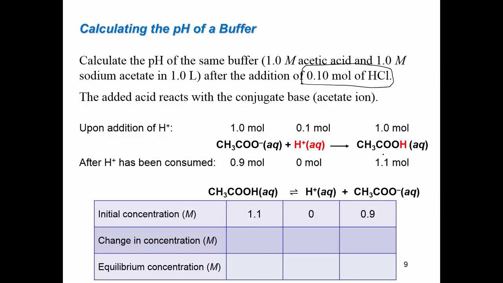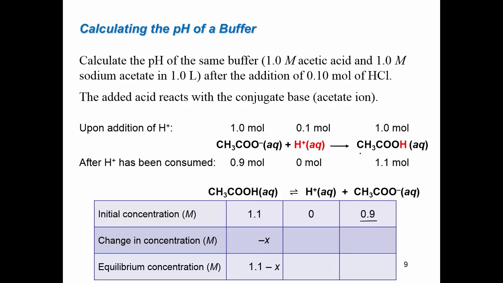So this is where students get a little fuzzy. So make sure that you understand conceptually what's going on here. We start with 1.0 moles of our weak acid. We also started with 1.0 moles of our acetate. By adding the strong acid, we remove some of our acetate, so now we're at 0.9, but we have increased the weak acid, so now we're at 1.1. So now these are our initial concentrations that we will use to calculate.